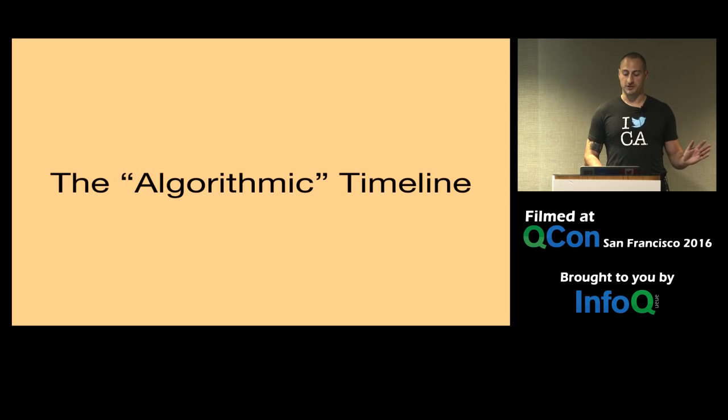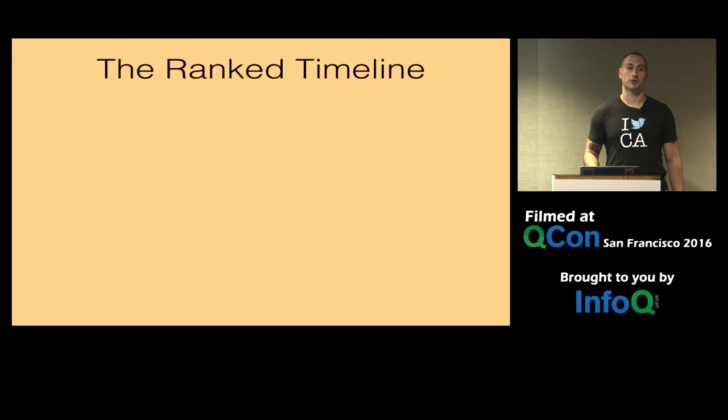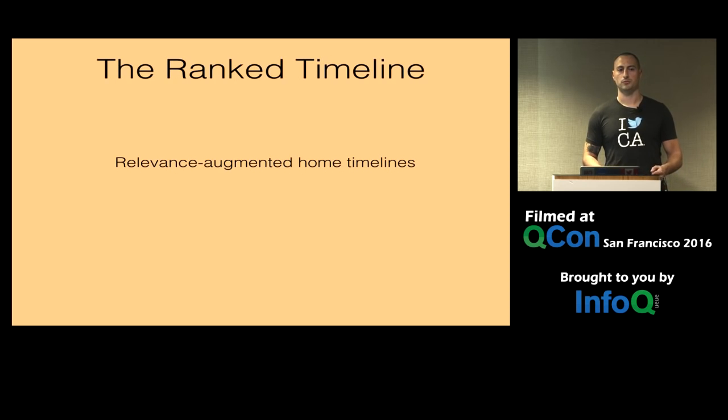So with all that in mind, I'm going to discuss one of the specific workflows of this new system. It has been popularized as the algorithmic timeline, but we call it internally the ranked timeline. I'm going to talk a little bit about how that works. We recently began to introduce relevance-augmented home timelines for users, based on tweets from the accounts a viewer follows, but perhaps not necessarily in chronological order or from long in the past.